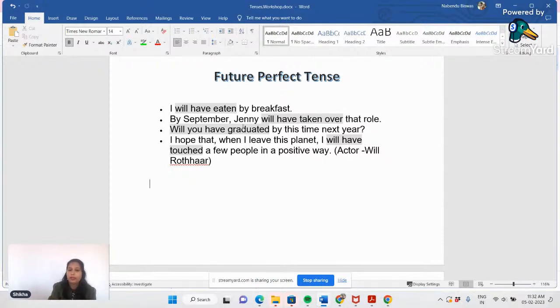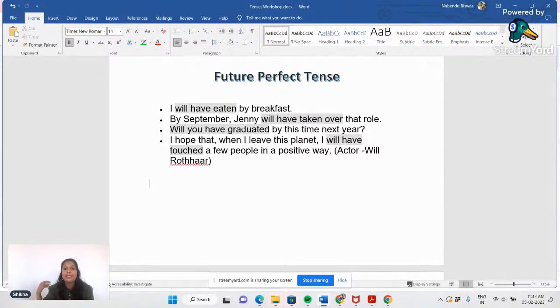Okay, so here we are giving a time and we are saying that by this time this activity would be completed. So here we are giving a future time, and in that future time we are saying that some activity which is going to happen in the future would get completed. So I will have eaten by breakfast, that means tomorrow by breakfast time. So what is the breakfast time? That is 8 to 10 o'clock we consider to be breakfast time, isn't it? So tomorrow by breakfast I will have eaten, I will eat my food by breakfast. Okay, so here we are showing the future time and the future activity which will take place.